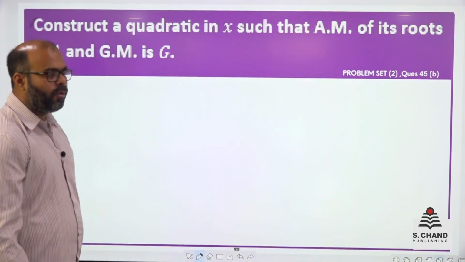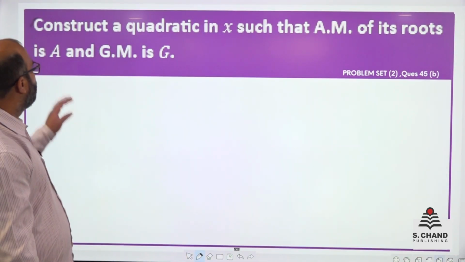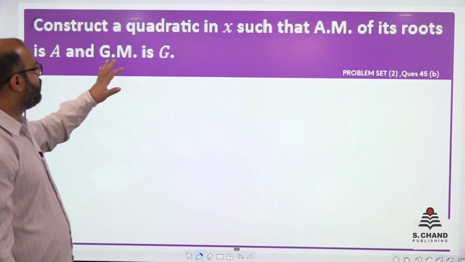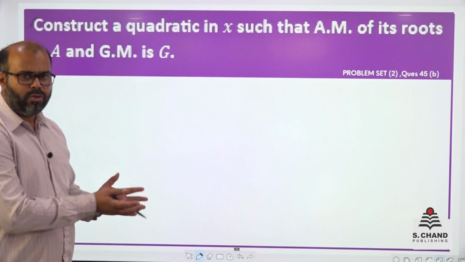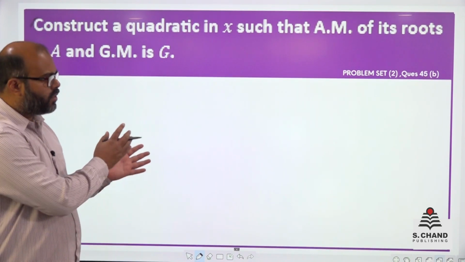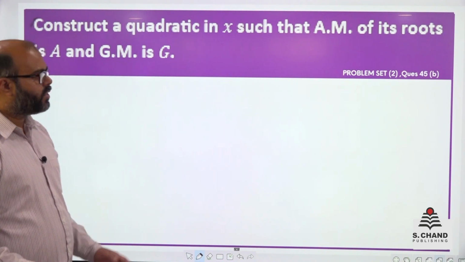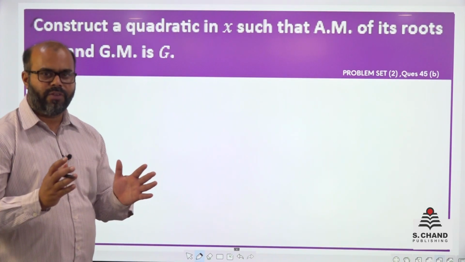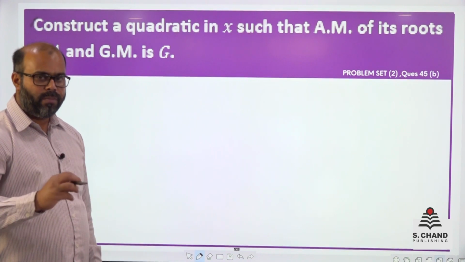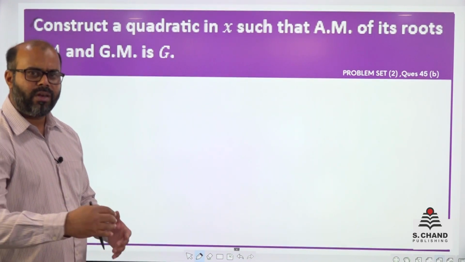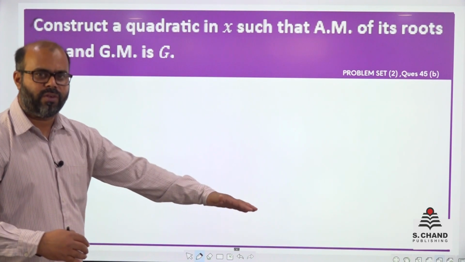This is again problem set 2, question 45b. Construct a quadratic in x such that the AM of its roots is A and the GM is G. This is a question which is similar to the previous question, and I am giving you a similar question so that you would be able to understand how to apply it. So first try this question by pausing the video, and if you are not able to solve it, then continue with the video and see this lecture. Otherwise you can skip this question and move further.